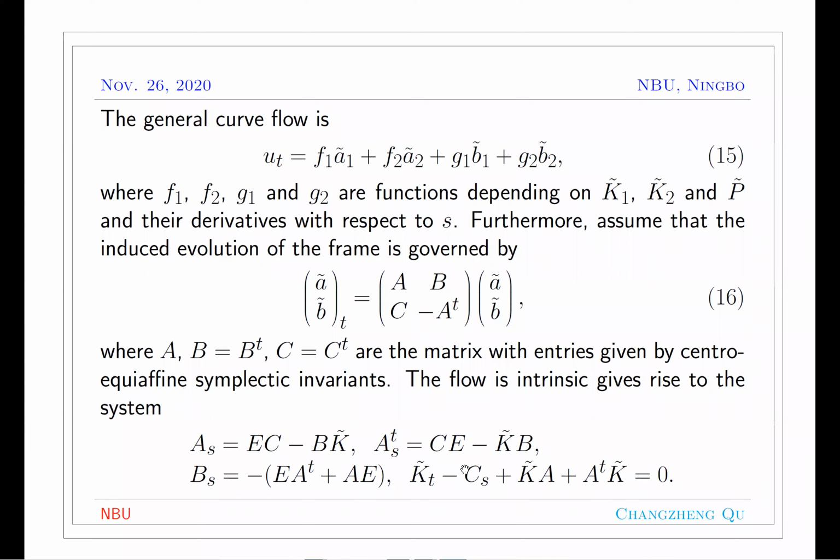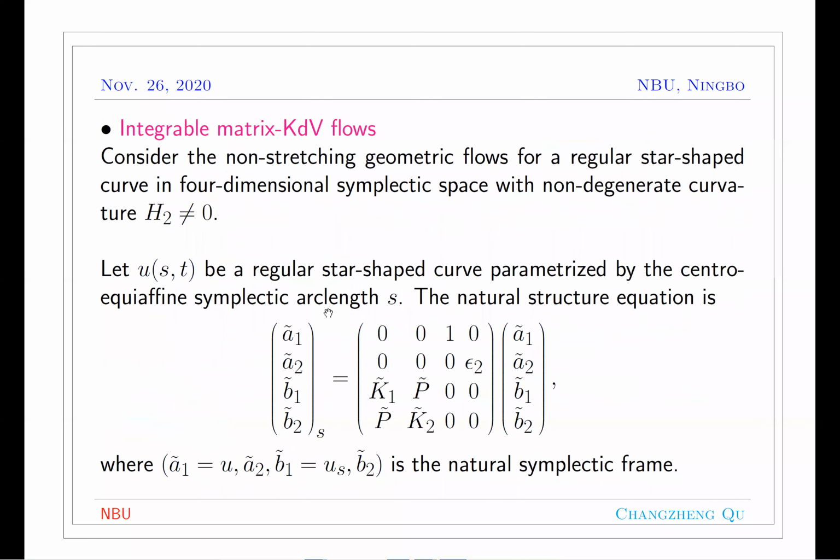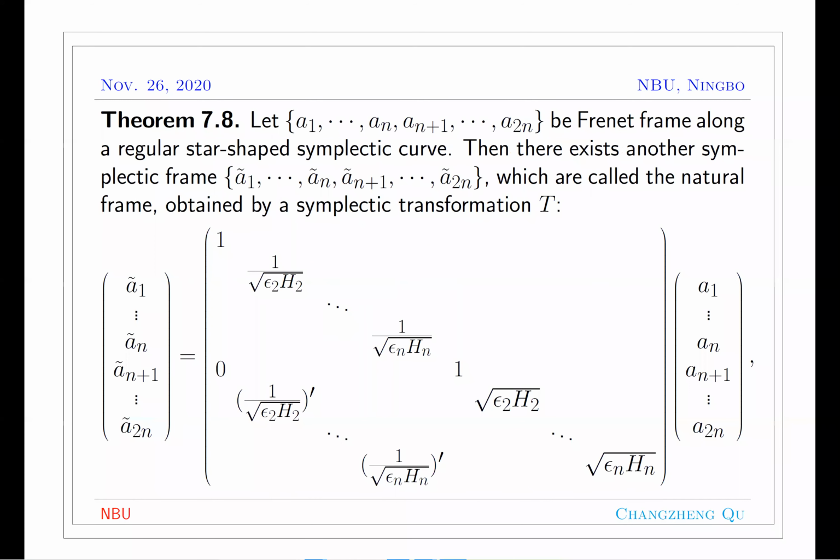So the equation for the curvature is this one. More specifically, we get the equivalent equation. So this is a complete case. Here we consider two cases. One is H2 positive. So what's H2? This depends on the dimension; in the 4-dimensional case, that means n equals 2.